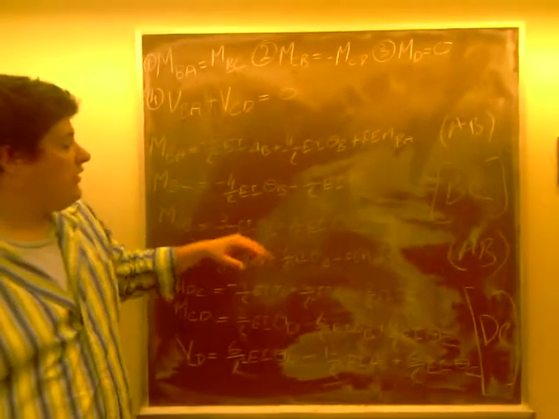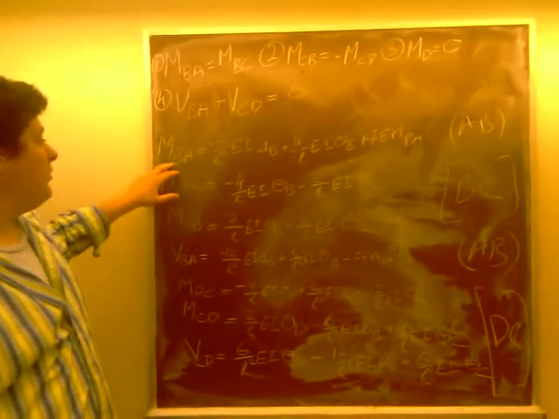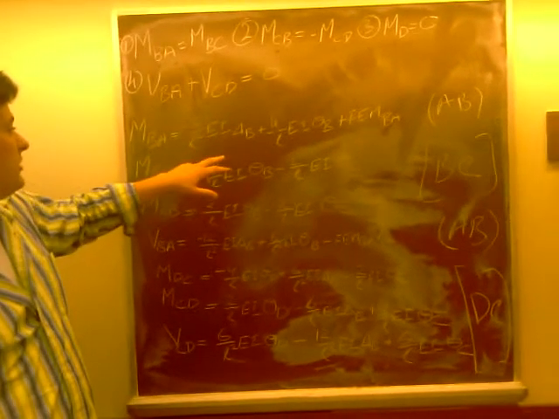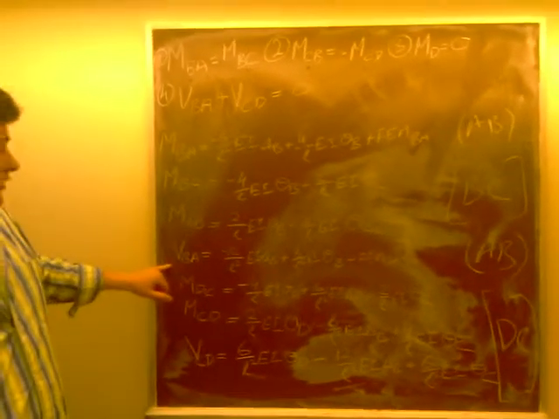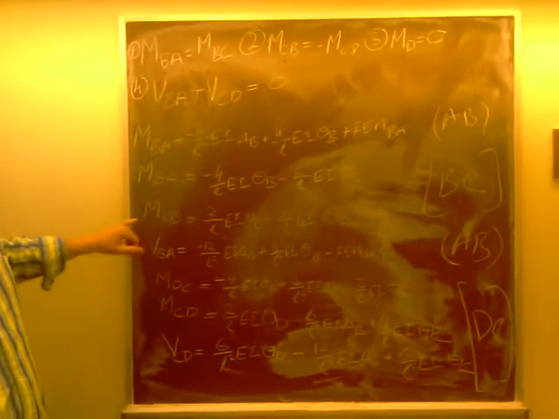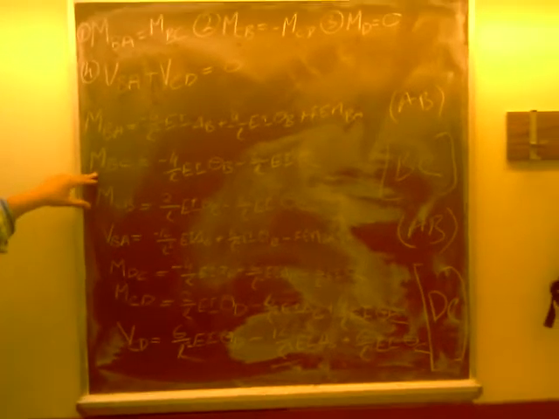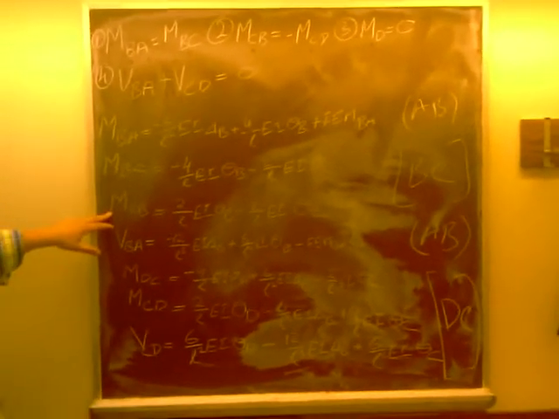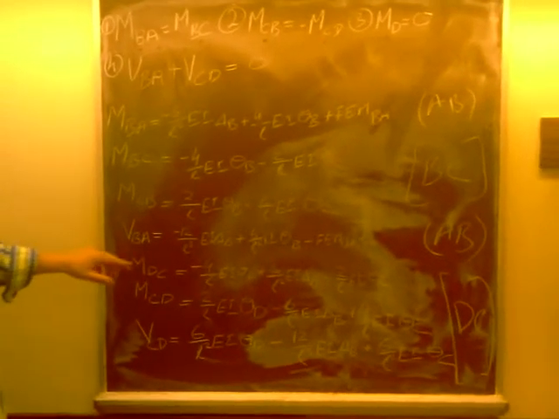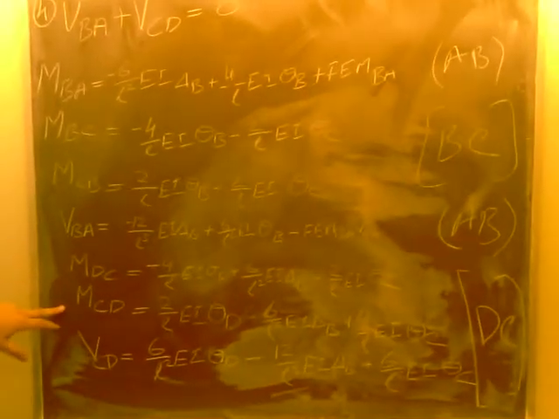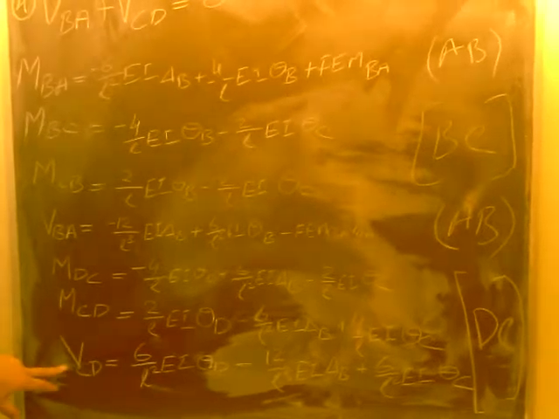So from beam AB, we have the moment at BA equal to this equation in terms of our unknowns, and we also solve for the shear in BA. From BC, we have the moment of BC and the moment of CB. And then from beam DC, we have the moment at DC, the moment at CD, and the shear about CD.